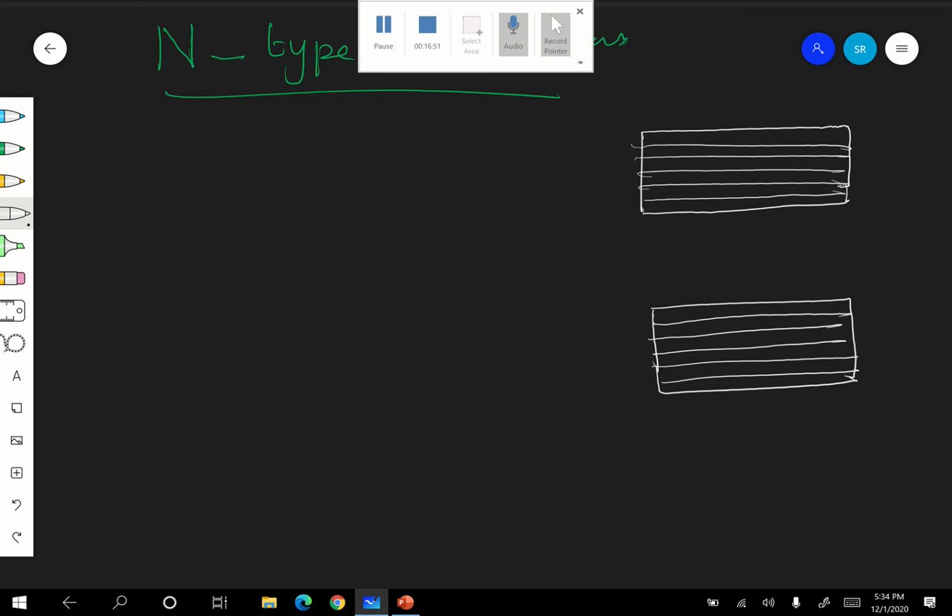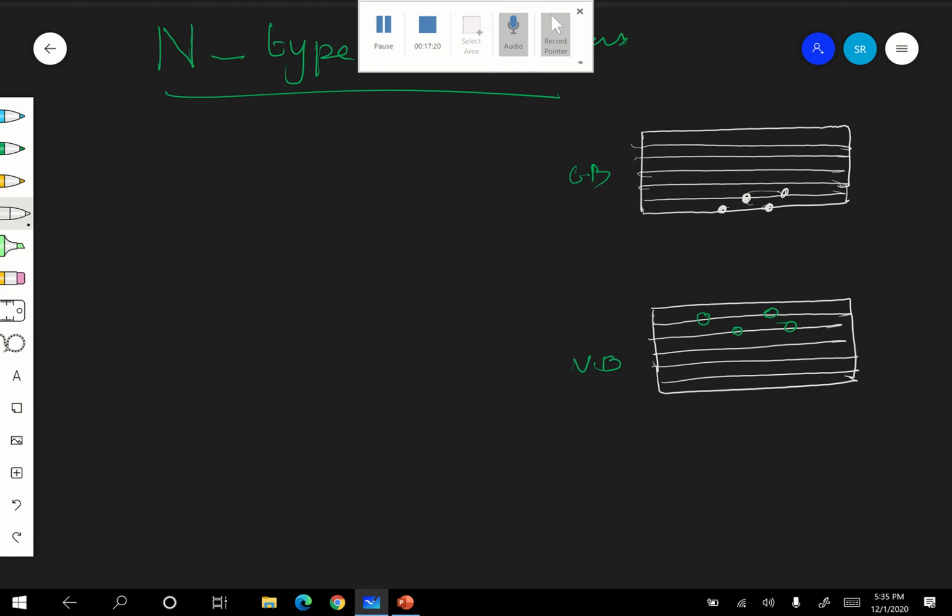You know that here there will be holes. Why? Some of the electrons from the valence band will go and occupy the conduction band. I have drawn four here. So this is the intrinsic characteristic.